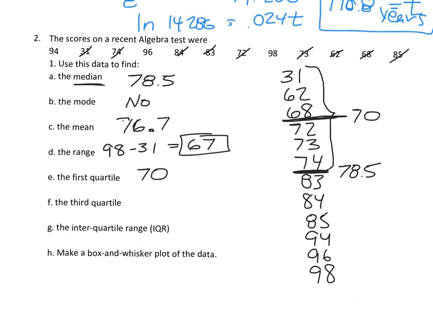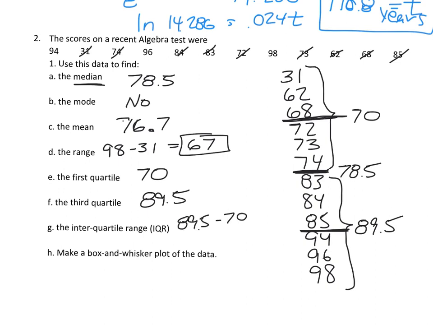Your upper quartile would be the median of these, so between 85 and 94, which is 89.5. That would be your third quartile. Your IQR is the difference between those. So it would be 89.5 minus the 70, which would be 19.5.